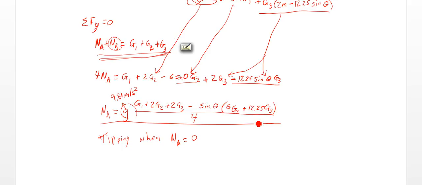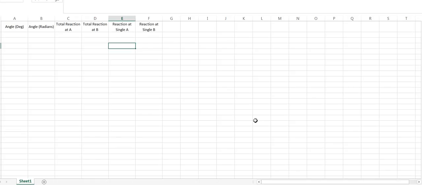Alright, so we're going to switch over to Excel now. Alright, so here's my Excel sheet. I'm going to put my angle in degrees here. So 0, 5, 10. I'm going to go by 5s at first. I could solve that equation directly and find what the angle was where NA equals 0.